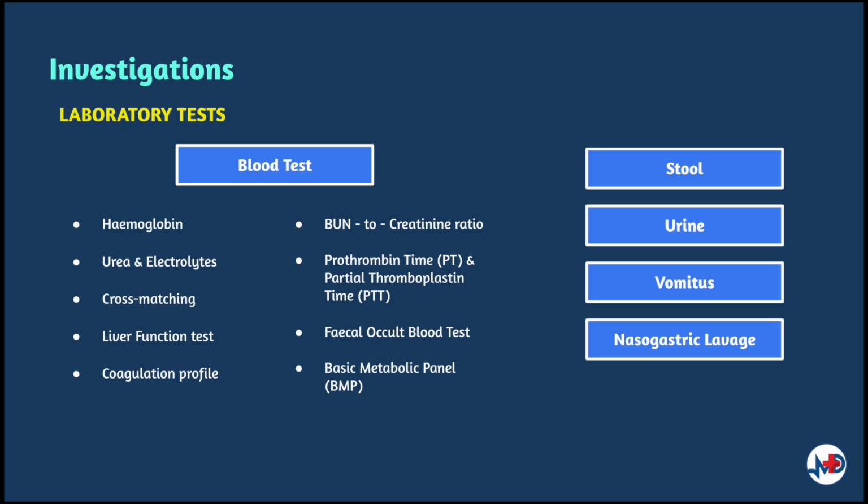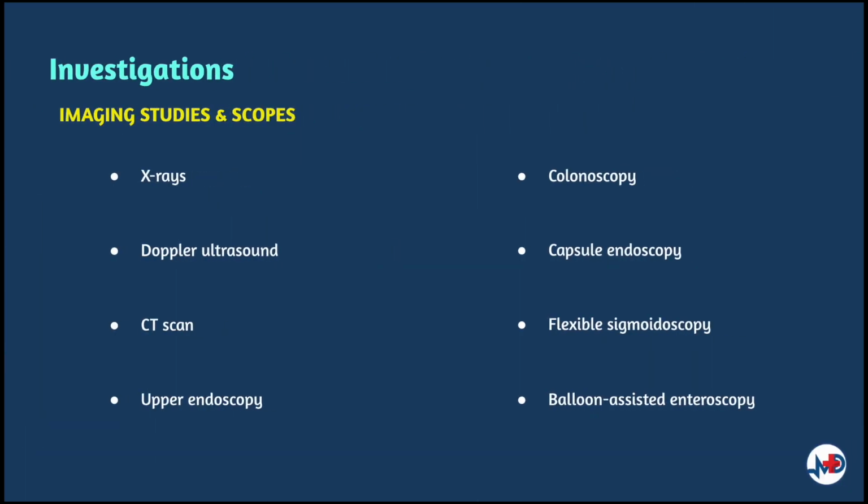Now, other investigations that also can be done and may be useful would include stool tests, urine tests, anything testing the vomitus, as well as nasogastric lavage. Imaging studies and scopes that can be carried out include X-rays of the abdomen to ensure there is no perforation, Doppler ultrasonography, and CT scan, which may be used depending on the suspected underlying medical problem associated with the internal bleeding. CT scan is a primary tool used in emergency situations to assess for the site of bleeding.